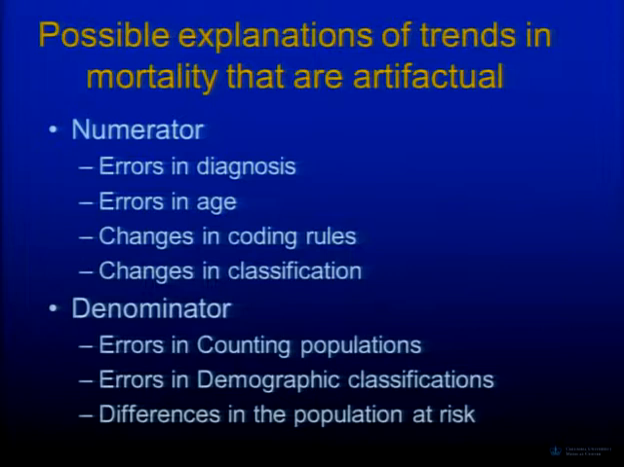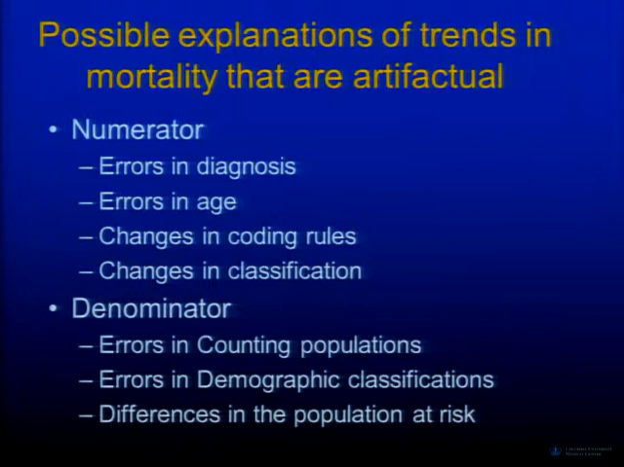Sometimes we'll see a trend in mortality, and it might be an artifact. It might not be real. And these are the kind of things that I want you to be a critical reader of and think, well, is this real, or is there a reason maybe why I'm seeing some trend that isn't real? So it could be an error in the diagnosis or in the coding of the diagnosis. It could be an error in the person's age. What age are they listed as? Are they really 90 years old, or are they actually 50? It could be a change in the coding rules. I talked about ICD-9 versus ICD-10. There are changes in classification besides ICD-9 and 10. There are other classifications that we use.